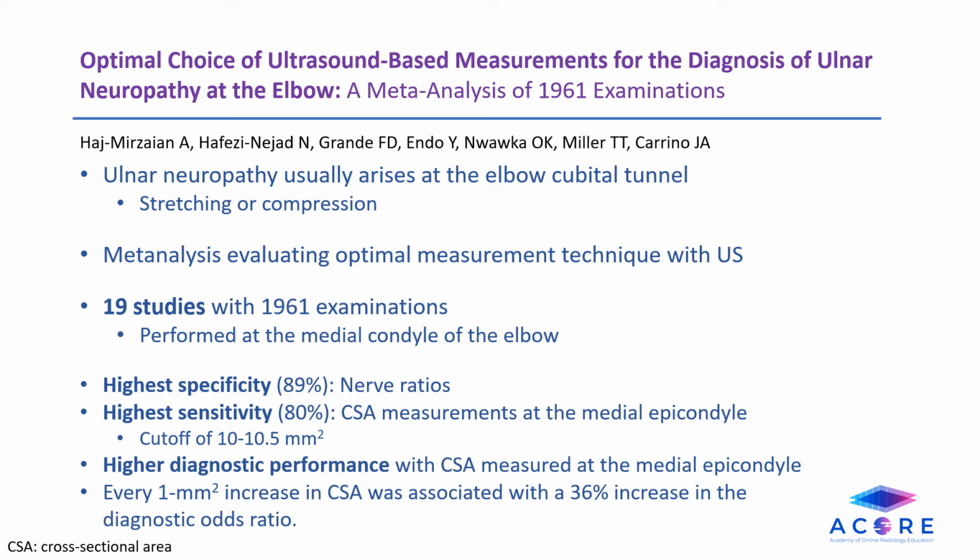A higher diagnostic performance was seen with the cross-sectional area measured at the medial epicondyle. And finally, another big finding was that for every 1 millimeter squared increase in cross-sectional area was associated with a 36% increase in the diagnostic odds ratio. So this article gives some very good tools to be able to help us diagnose ulnar neuropathy using ultrasound.